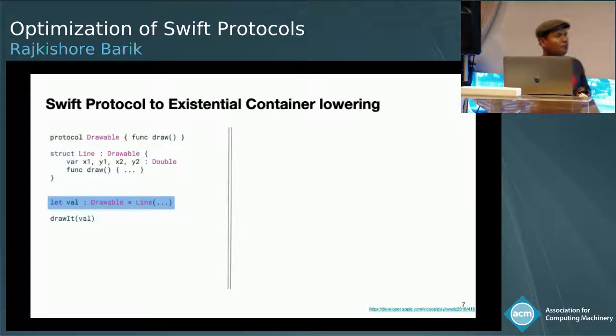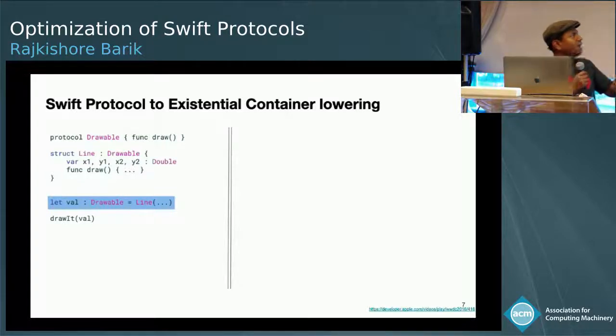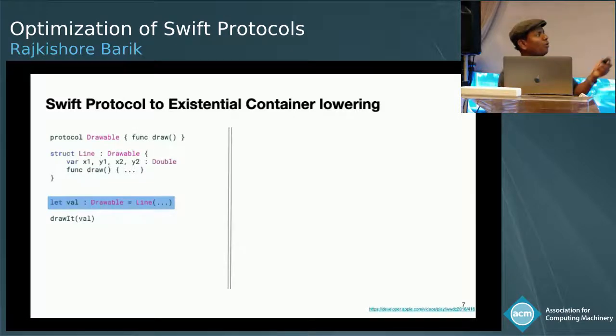So what happens when you have a protocol? Let's take the same example. I have a protocol Drawable that has a method requirement as draw, and I have a value type which is a struct Line that implements the Drawable protocol, and it has 4 fields, which happen to be 2 coordinates, and then I have the function draw. I have eliminated the implementation for it, and then later on I create a val which is of protocol type, and I assign it to the Line object that I create.